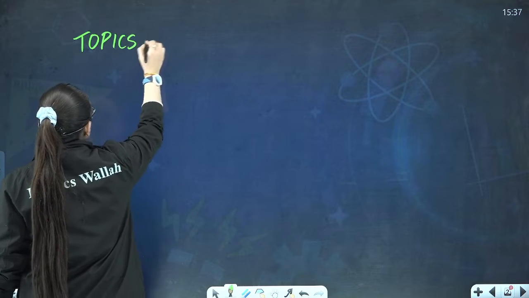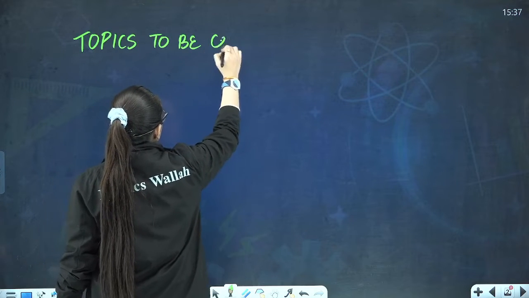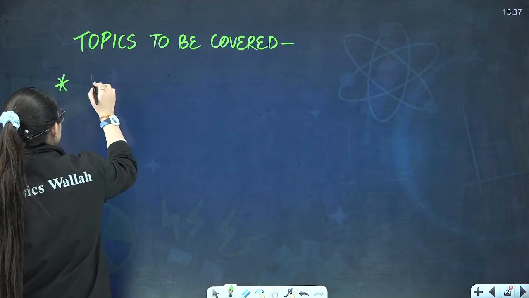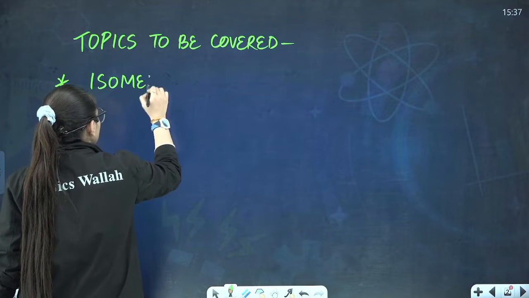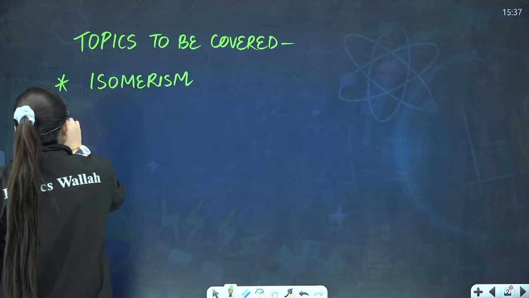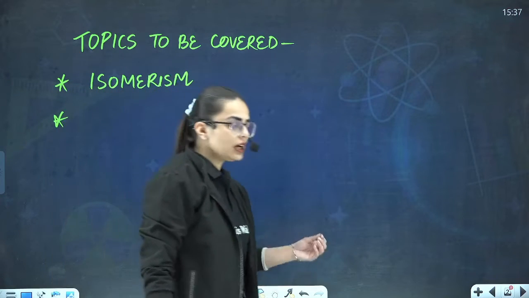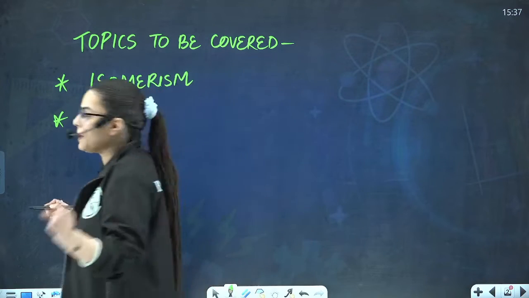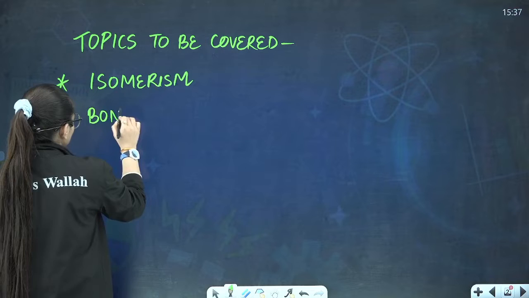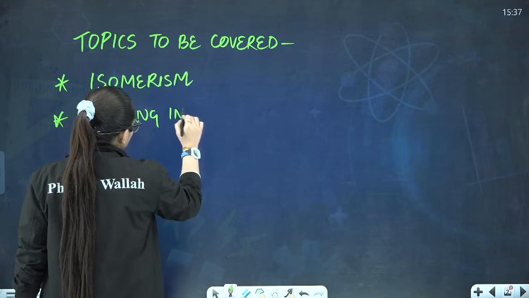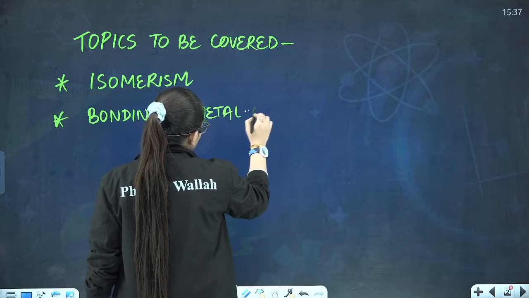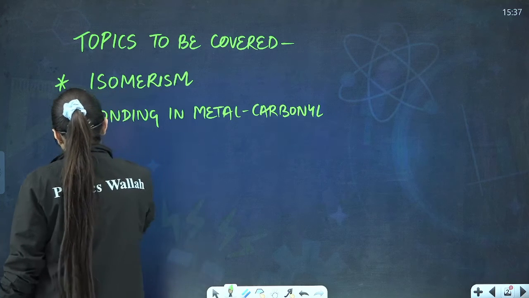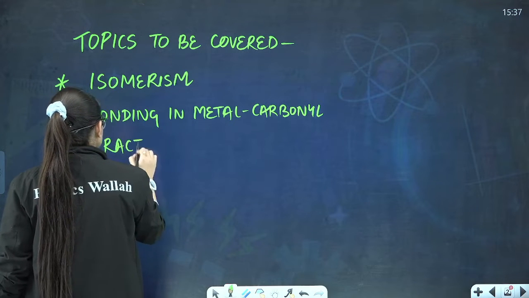So what are the topics to be covered? First of all students, we shall finish with the isomerism section. After that students, we are going to understand the bonding in the metal carbonyls, okay, and at last we are going to do the practice session.